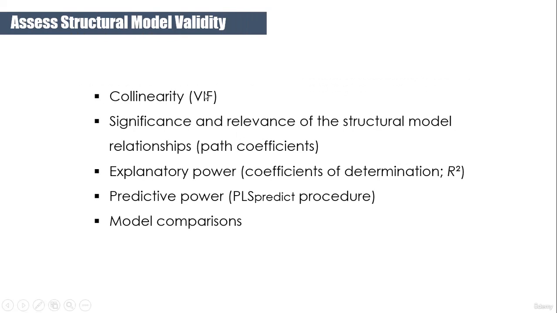For assessment of the structural model validity, we have to see the collinearity among the exogenous or independent variables, that means the perceived usefulness, ease of use, and enjoyment. We have to see whether collinearity exists among them or not. Then the path coefficient, significance and relevance of the structural model relationships. We will see practically each of the measures when we analyze our data in Smart PLS. Then explanatory power, that means the R square, also called the coefficient of determination. That means the percentage of variance in the endogenous variable, that is the intention, explained by all the three independent variables or exogenous constructs.